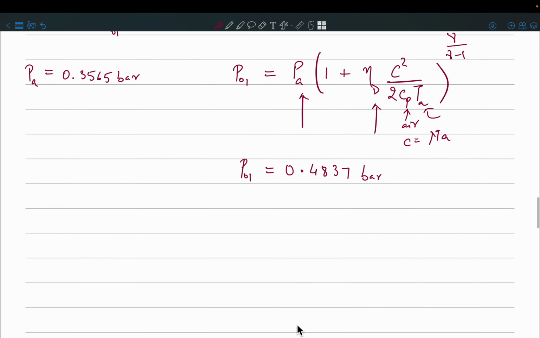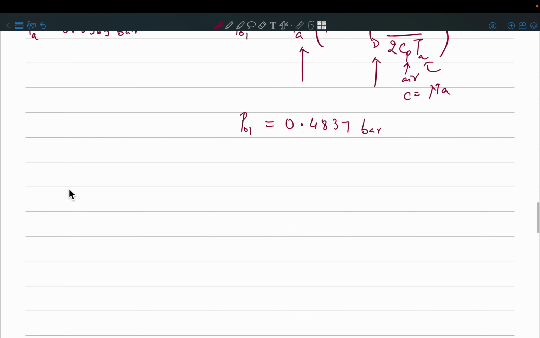Now at the outlet of the compressor, we can simply calculate P02, because P02 is going to be the pressure ratio Rp multiplied to P01, right, and that was given to be 8. So P02 is 3.8698 bar.